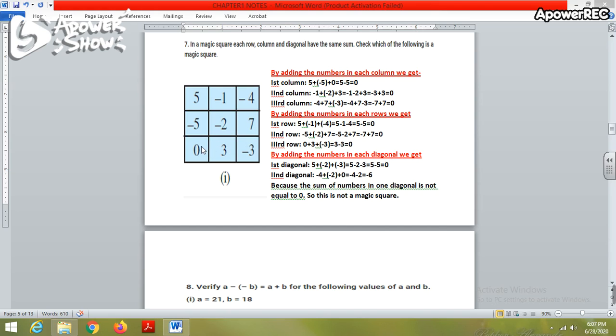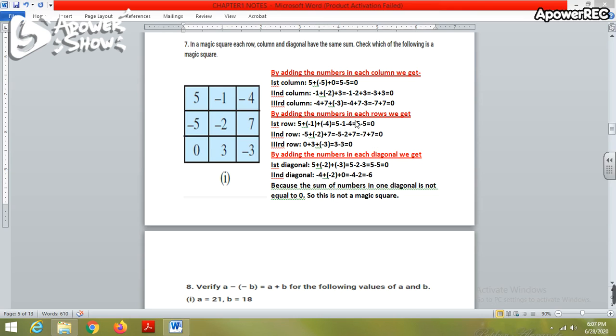Now let's find the sum of the numbers in the second diagonal. Here we have the second diagonal, and the numbers are 0, minus 2 and minus 4. So the sum is 0 plus minus 4 plus minus 2, which equals minus 4 minus 2 plus 0, which equals minus 6. So the sum of the numbers in the second diagonal is not equal to 0.